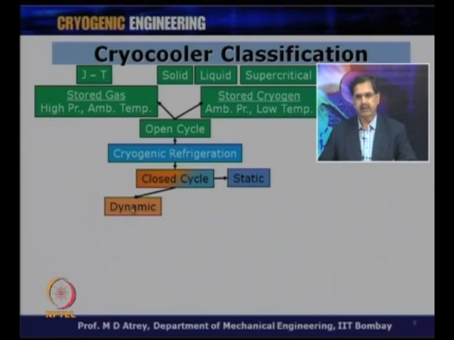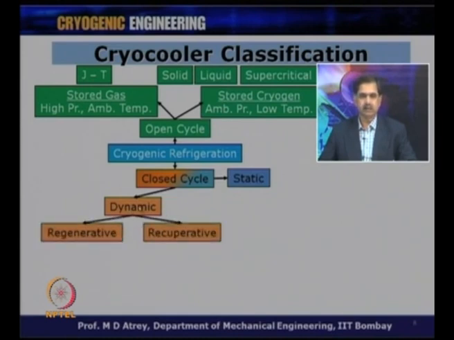So, we have a dynamic closed cycle or a static closed cycle device. Under dynamic, for example, we have different classifications based on the heat exchanger it uses. As I said, every refrigerator or every cryocooler will have a heat exchanger, and this heat exchanger could be of a recuperative type or a regenerative type. We will talk about this in detail. So, depending on the kind of heat exchanger they use, they can be further classified as regenerative cryocoolers or recuperative cryocoolers.